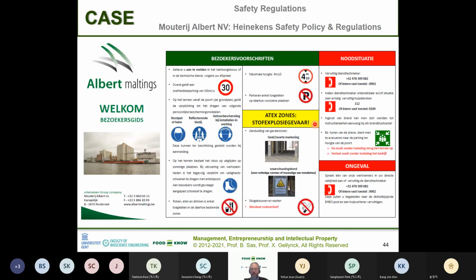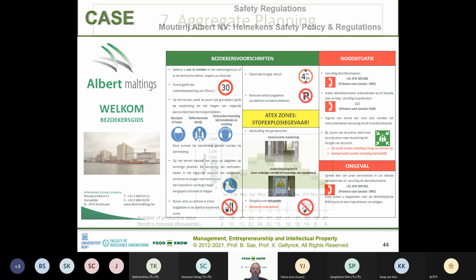And that's why you have to have a very strong education of your workers and put a lot of emphasis on safety guidelines and make sure that all workers are in compliance with all these safety guidelines.